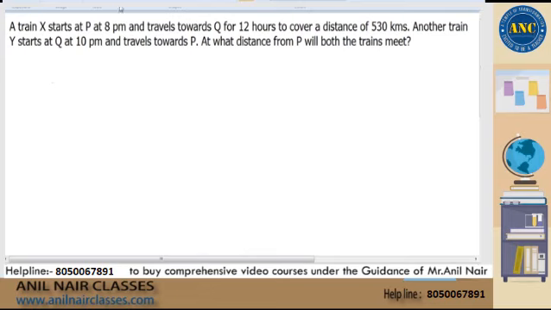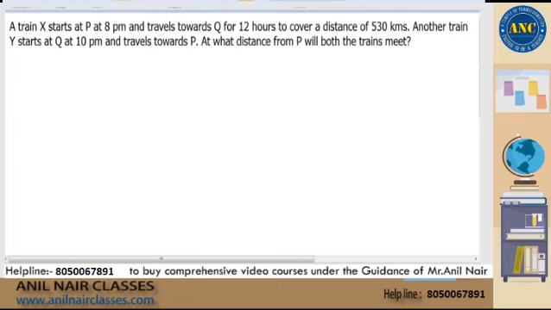See here, sir. First read the question. A train X starts at point P at 8 p.m. and travels towards Q for 12 hours to cover a distance of 530 kilometers. Same is the case from Q to P also, right? That is something which you need to understand. Another train Y starts at Q at 10 p.m. and travels towards P. That also will cover a distance of 530 kilometers. At what distance from P will both the trains meet?